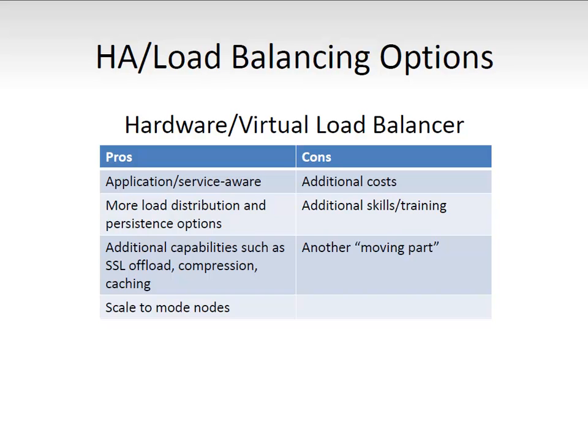the connections remain persistent. There's also some additional capabilities such as SSL offload, which again is probably only important in larger scale environments where the SSL encryption and decryption load is becoming an issue on the client access servers, and some other features such as compression and caching, which can save on traffic. And we can also typically scale hardware load balancers or virtual load balancers to more nodes, so we can run more than 8 client access servers within that load balance group.